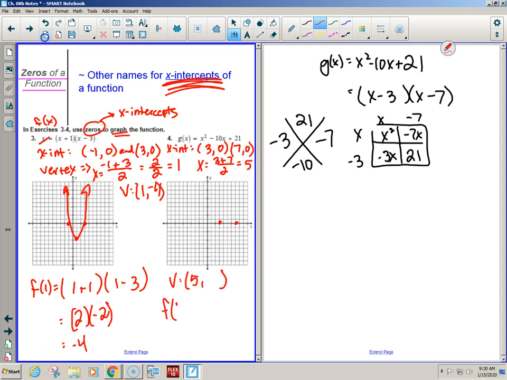To get it, what do you want to plug it into? Make it easy on yourself. The top or the bottom? I like the bottom, but if you like the top, it's okay. You'll get the same answer. I like the bottom because it looks so much easier, but you could plug it into either one. I'm going to plug it into the bottom, the factored form. It's 5 minus 3 times 5 minus 7.